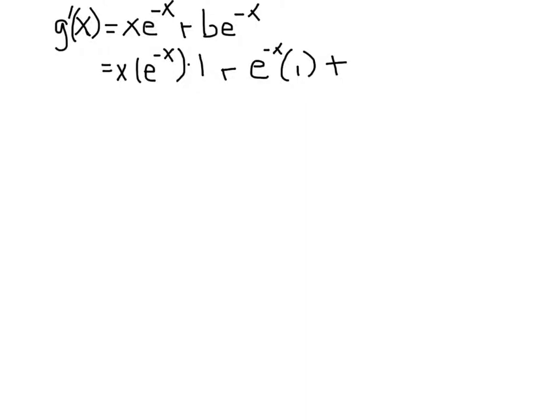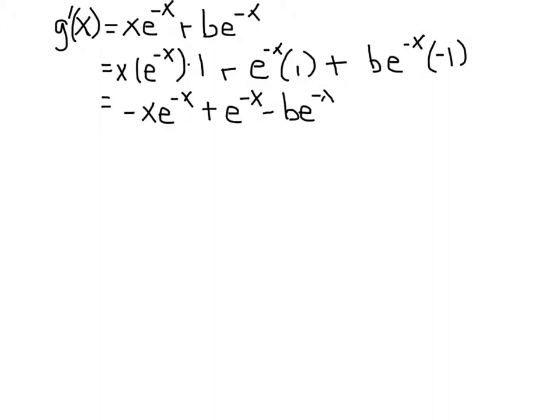Okay, now we have to take the derivative of the second term. So again, it's e to the negative x, so it'll stay the same. So it'll be b times e to the negative x, and then I multiply it by the derivative of the exponent, which is negative 1. So if I clean that up a little bit, I get negative x e to the negative x plus e to the negative x minus b times e to the negative x. Now to simplify this, I notice everything has an e to the negative x in common. So e to the negative x multiplied by negative x plus 1 minus b. So that is the first derivative.